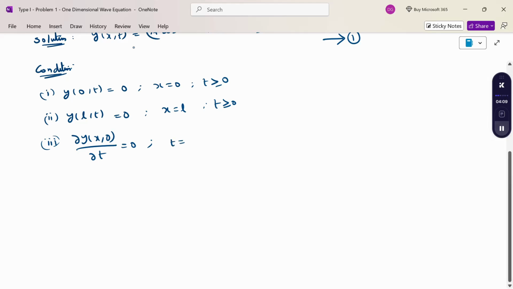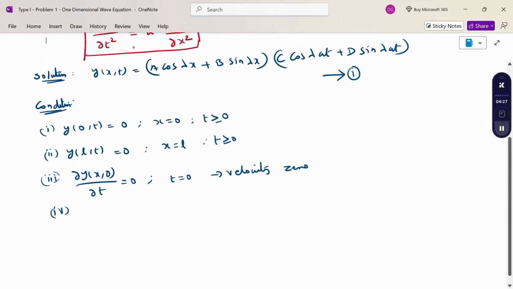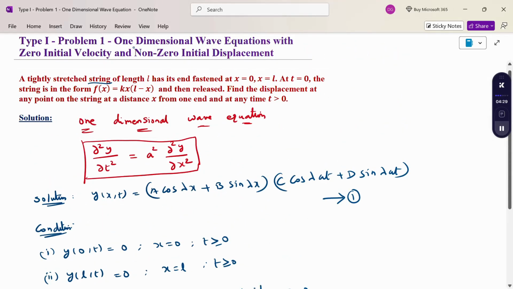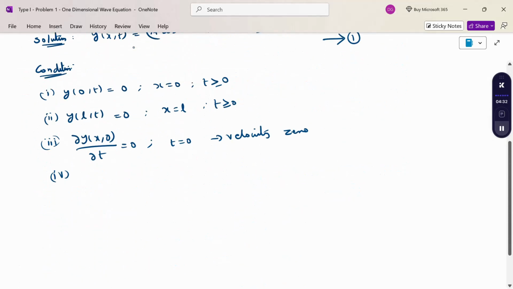So this is at t = 0, the initial velocity is 0. Then what's the next condition? The initial displacement value is non-zero in the given problem. So look at this problem, what is given? y(x,0) = k x (L - x). Now this is at t = 0.